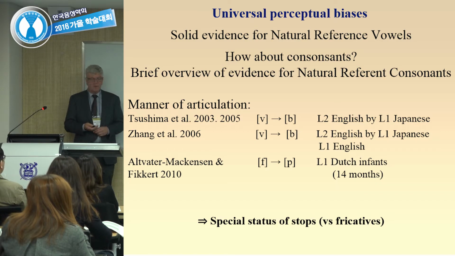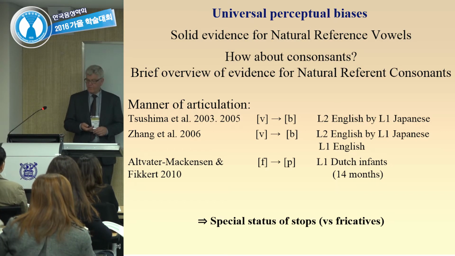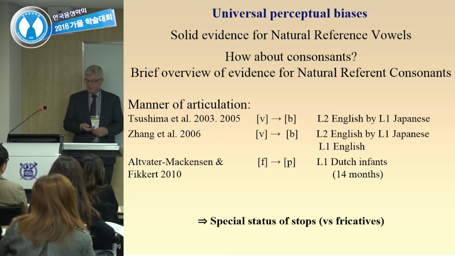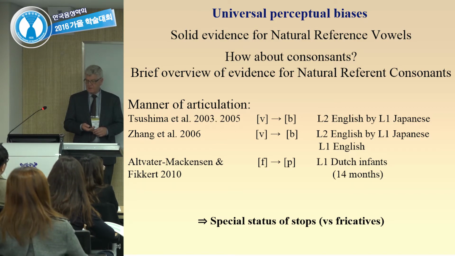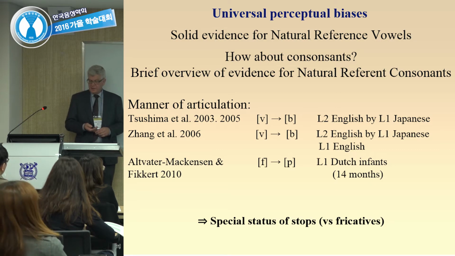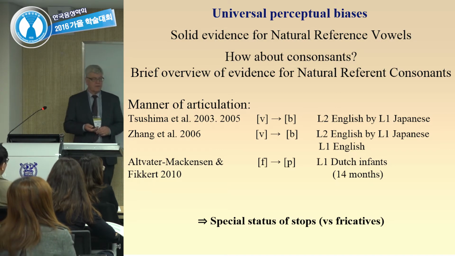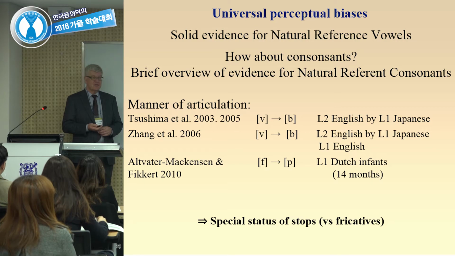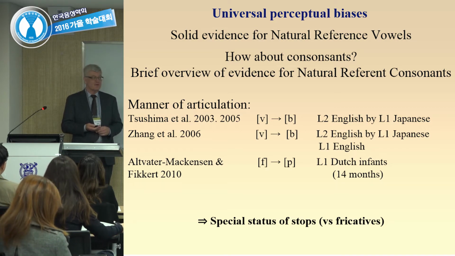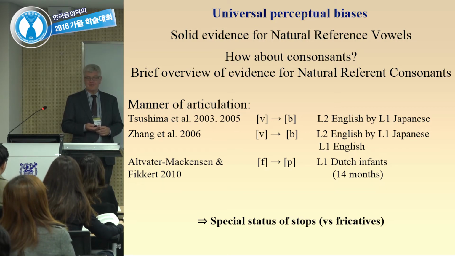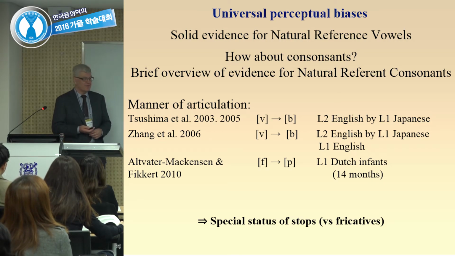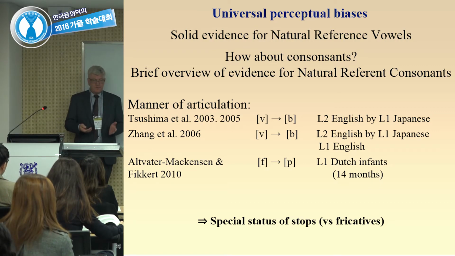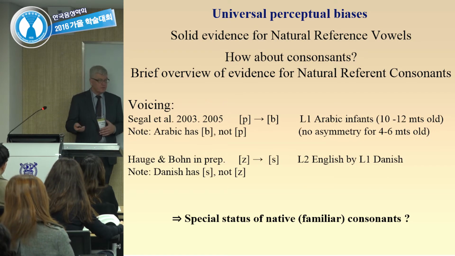Okay? Let's look at manner of articulation. This is all I could find. V to B is easy, F to P is easy. There is a special status of stops as opposed to fricatives. And this should delight anyone who speaks Korean, right? I don't think you're very fond of fricatives, are you? You just like one place of articulation and that's it for you, right? I know languages like German, with f, v, s, z, sh, zh, h, and so on. Many, many more fricatives. So stops seem to have a special status over fricatives, according to this one.